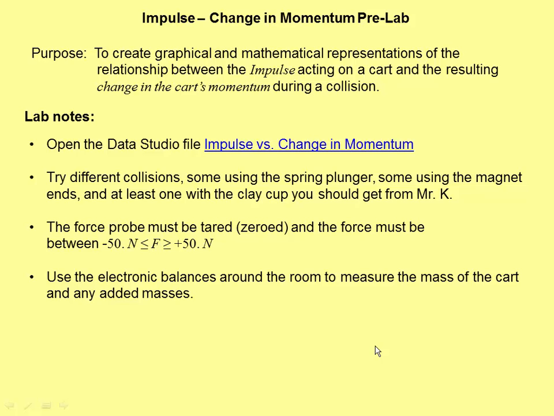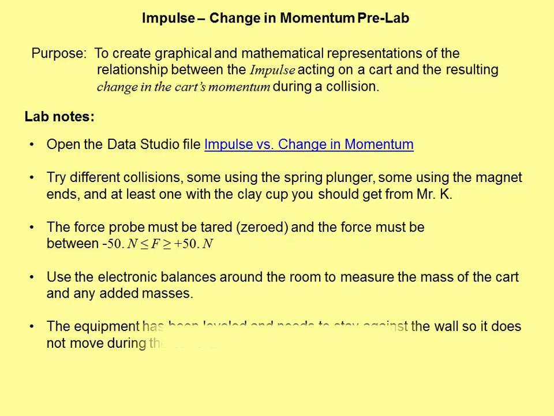There's electronic balances around the room or in the back of the room so that you can figure out the mass of your cart and your added masses, because that's one thing you've got to list in your data table, because you need that to calculate the change in momentum.